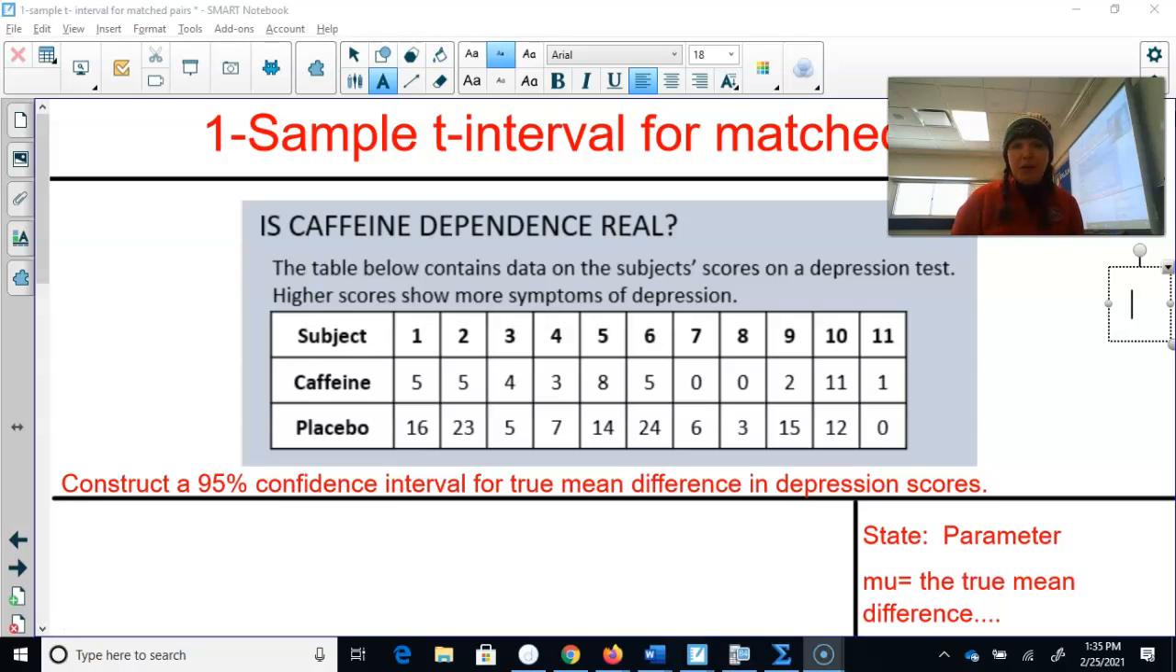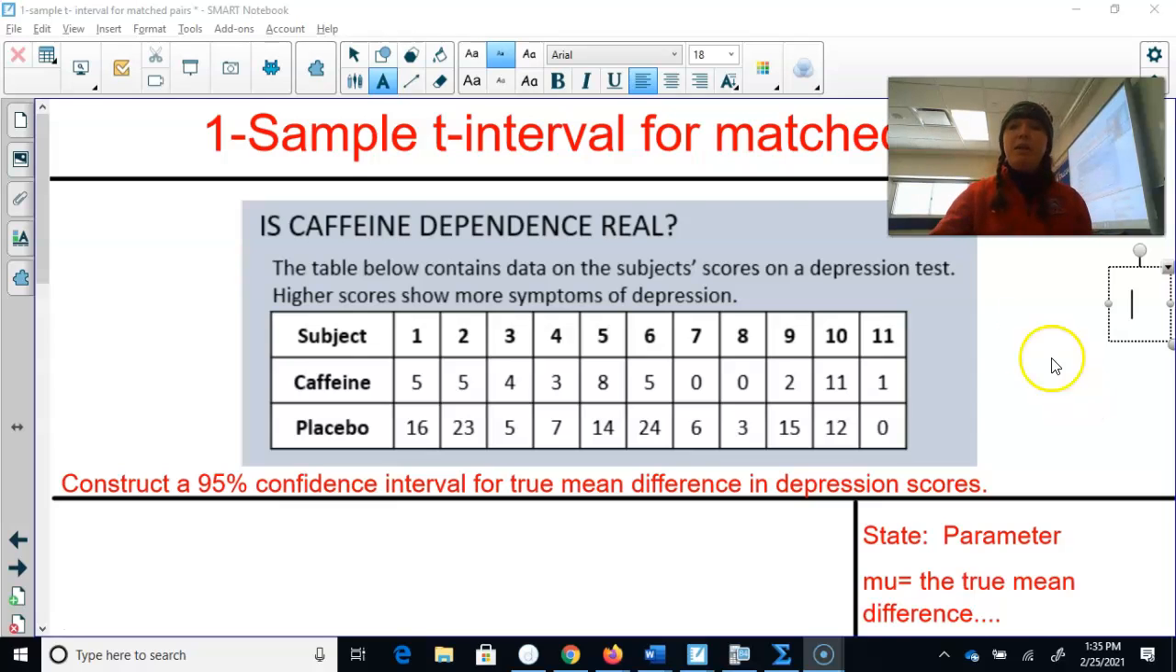Is caffeine dependence real? The table below shows the data on the subject scores on a depression test. Higher scores show more symptoms of depression. So they're wondering if there's a true mean difference in depression scores after having caffeine. So let's get going. We're going to construct a 95% confidence interval for the true mean difference in depression scores.